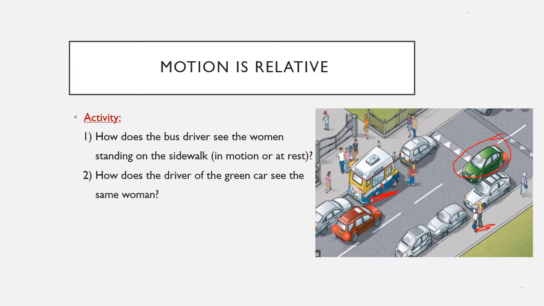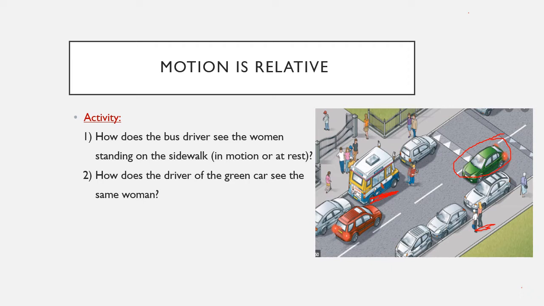So, in order to determine if an object is in motion or at rest, we have to determine first with respect to whom we are seeing this object. This is what we call a reference. In the first example, our reference is the bus driver, while in the second case, our reference is the driver of the green car.